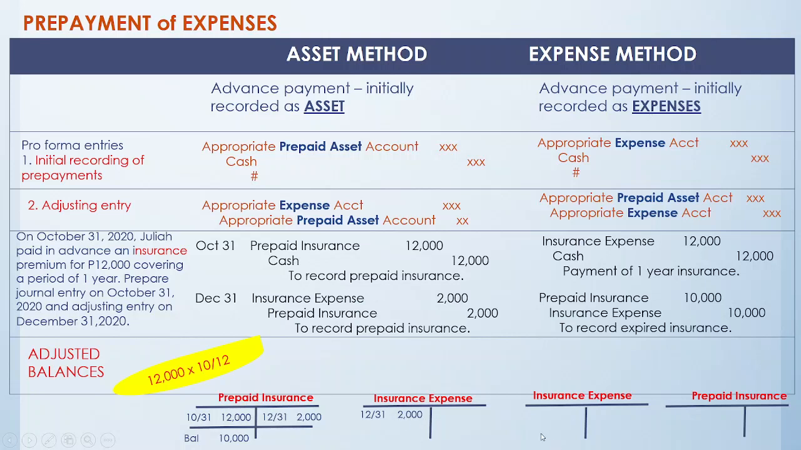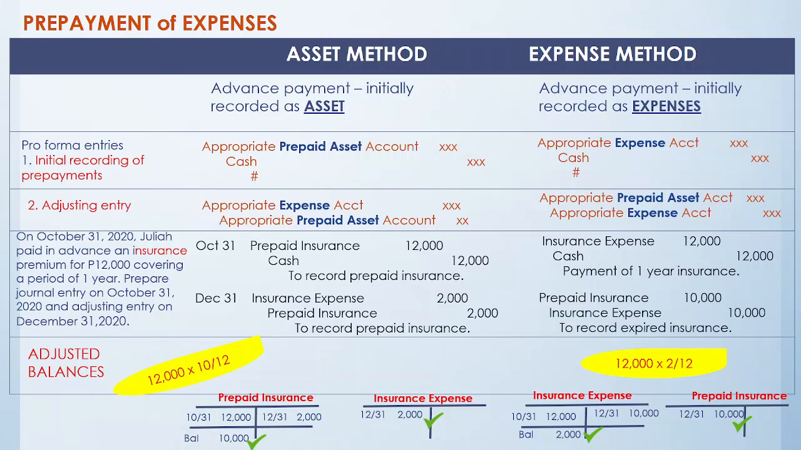Using the expense method, as you can observe, if we post that one, even if the two methods are different from each other, the final adjustment is just the same. So prepaid insurance here is the same, 10,000, 10,000, insurance expense, 2,000, 2,000. Alright, that is an example for our discussion about prepayment of expenses.